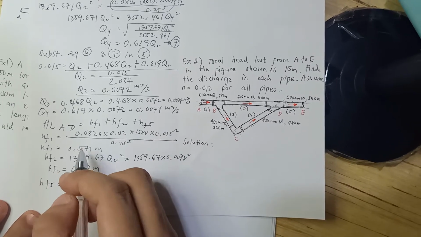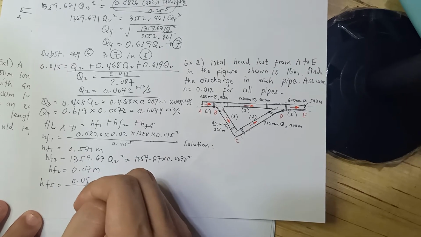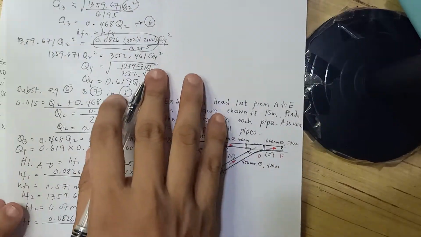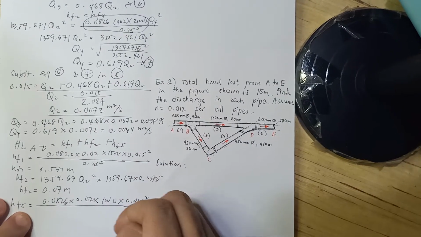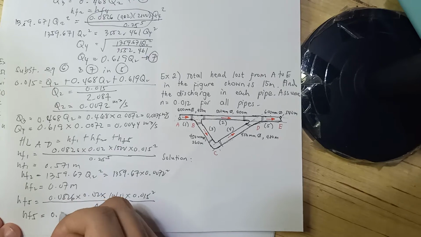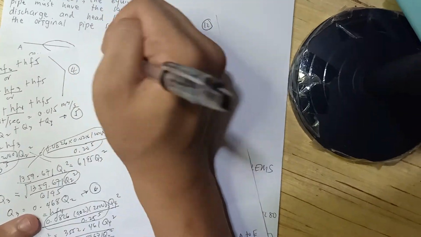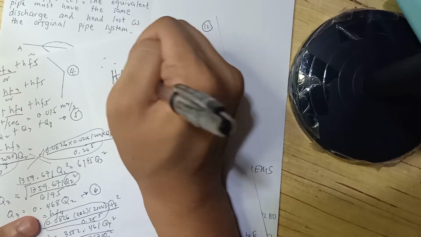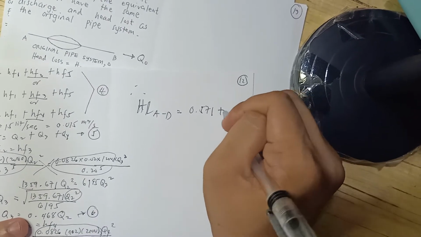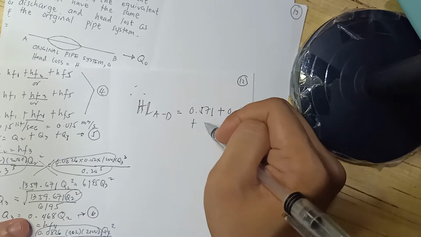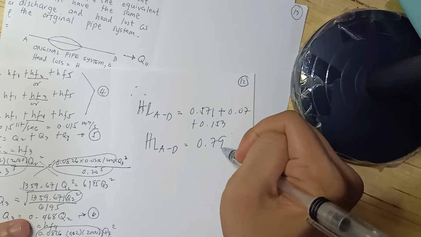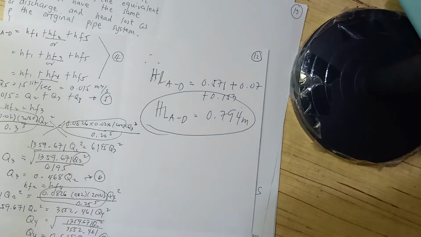HF5 is 0.0826 times 0.02 times 1,000, again, 1,000 is the length, times 0.015 squared all over diameter 0.3 to the power 5. So HF5 is 0.153 of a meter. Thus, the head loss from A to D equals 0.571 for HF1, 0.07 for HF2, and 0.153 for HF5. So our head loss from A to D is 0.794 of a meter. So this is the answer for the example.